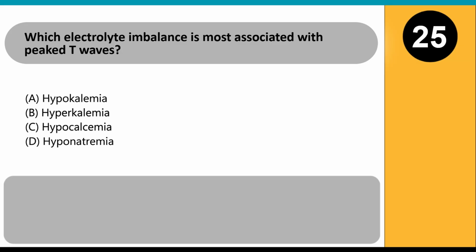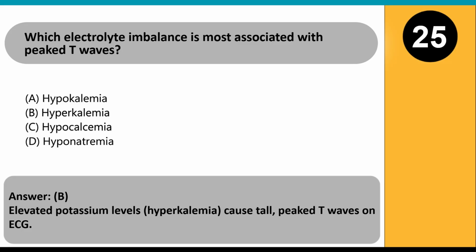A. Hypokalemia. B. Hyperkalemia. C. Hypocalcemia. D. Hyponatremia. Answer B. Elevated potassium levels, hyperkalemia, cause tall, peaked T waves on ECG.